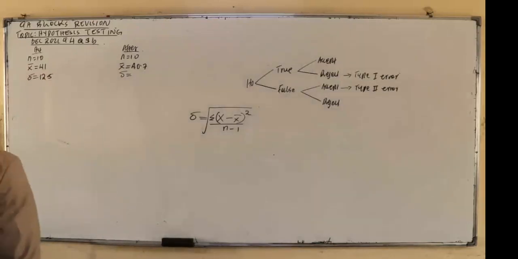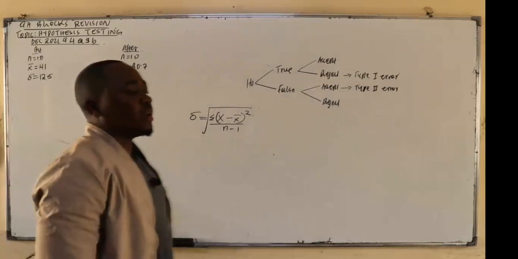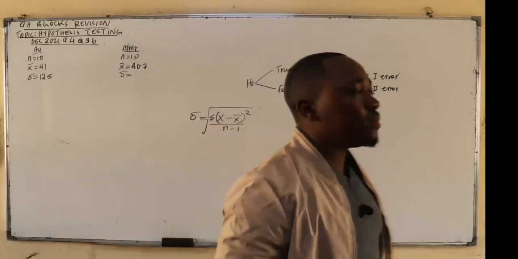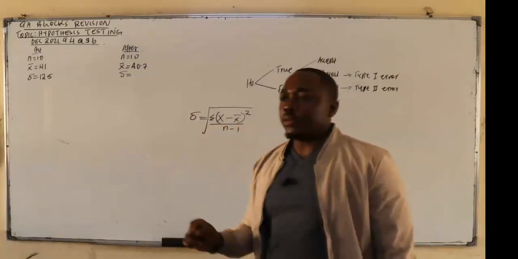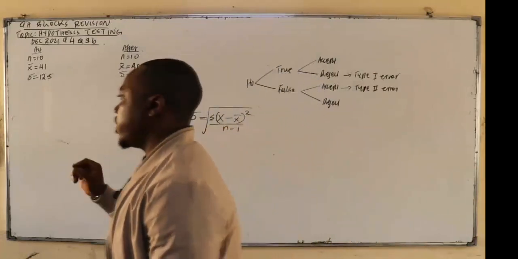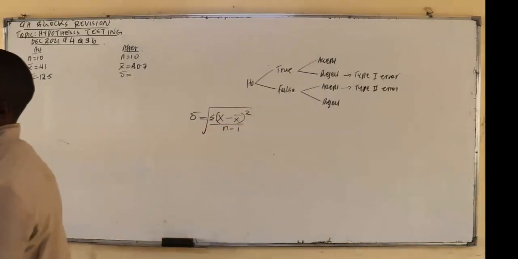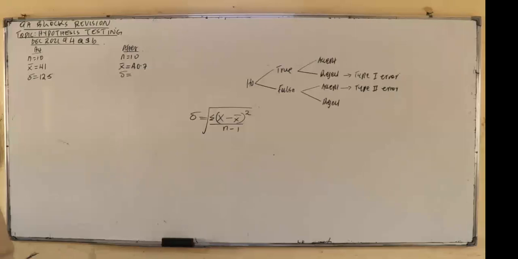Now clear your calculator. Clear: shift mode 3 equals. Now, once you clear, insert the formula again. You press mode, then SD, which is number 2. Then from that, you insert the data.